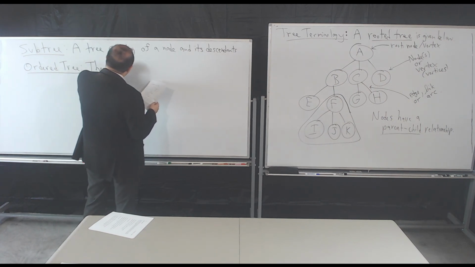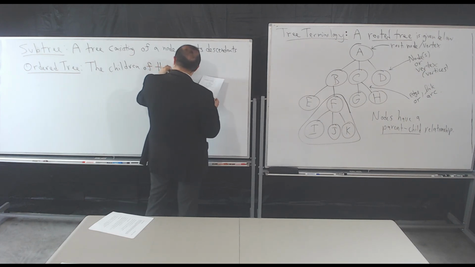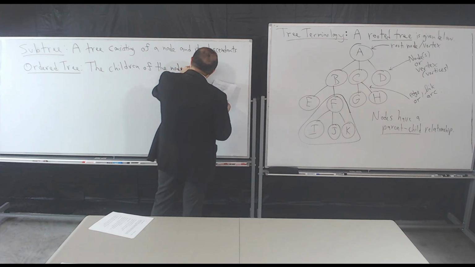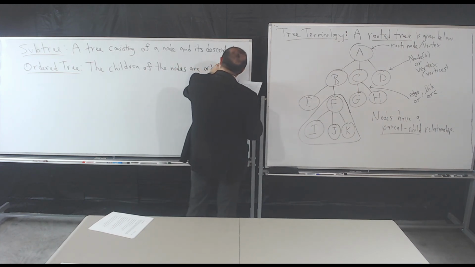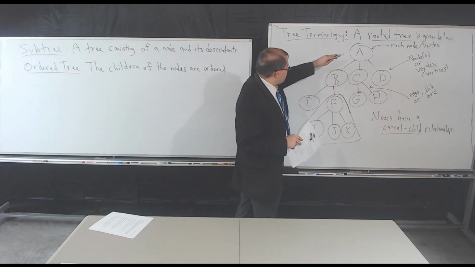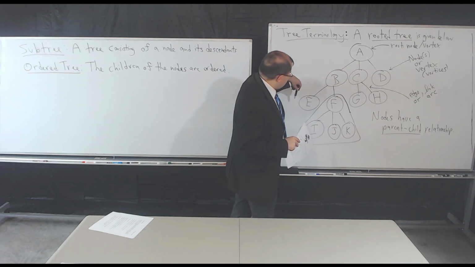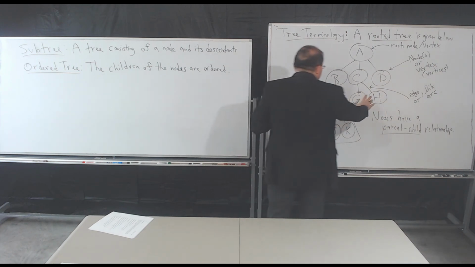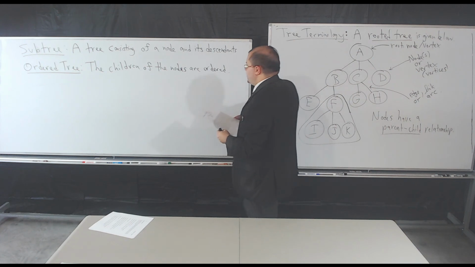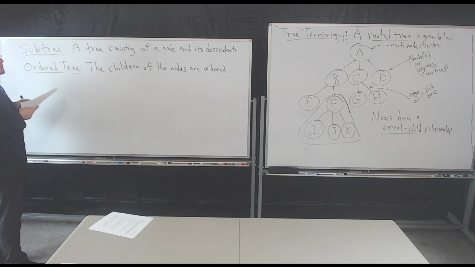So an ordered tree is a tree where the children of the nodes are ordered. If I look at the children of A, they're listed in order: B, C, D. However, if I were to switch G and H, that would make them out of order. So for example, if I was measuring this over the alphabet, this would be an ordered tree.